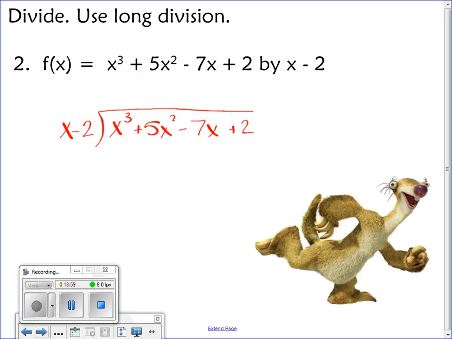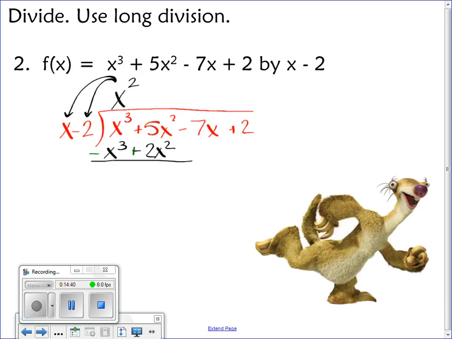All right, and remember we start with just the first term. What do you multiply x by to get x cubed? X squared. And what do I do once I write the x squared up top? We distribute. Good. So x squared times x is x cubed. X squared times negative 2, negative 2x squared. Change your signs. If you mess up anywhere in this process, it's usually right there. You forget to change your signs. And again, you're only changing the signs of just that last line that you wrote down.